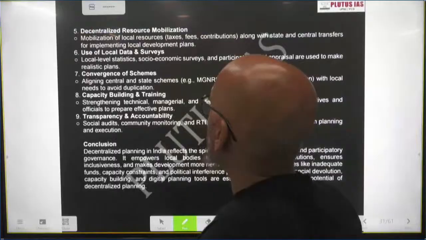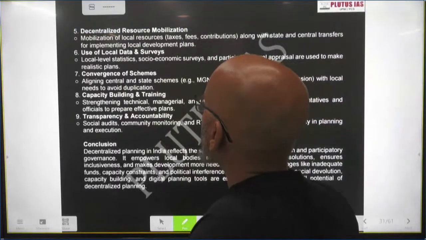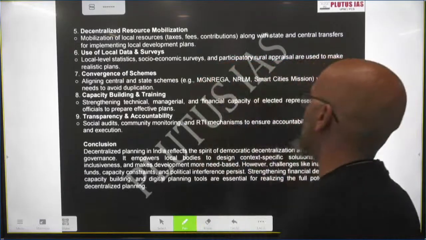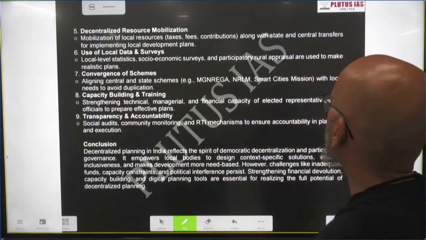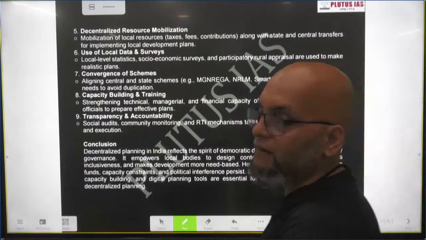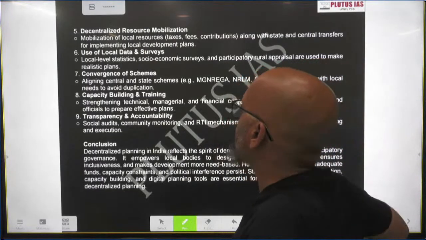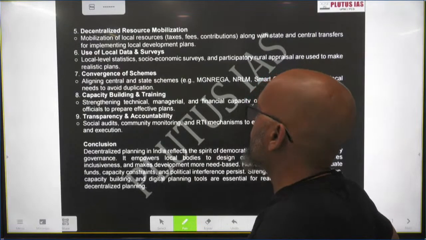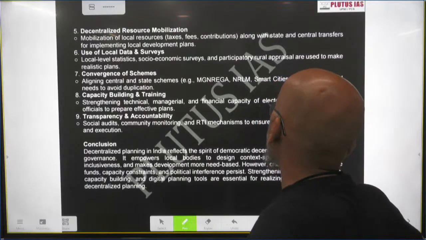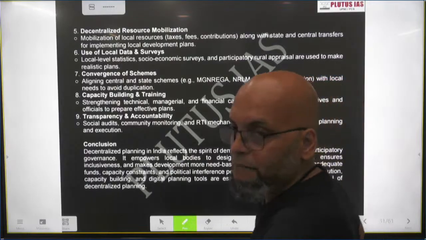Then decentralized resource mobilization: mobilization of local resources like taxes, fees, contributions, along with state and central transfers, for implementing the local development plan. Use of local data and surveys, local-level statistics, socio-economic surveys, and participatory rural appraisal are used to make realistic plans.